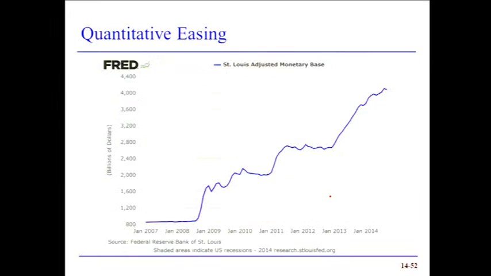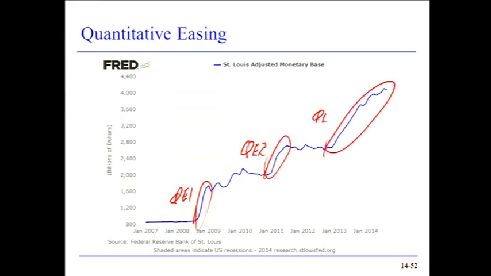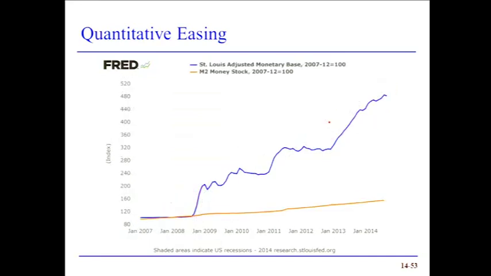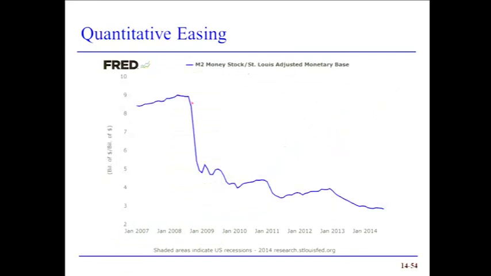So here's the monetary base, QE1, QE2, and QE3. So we're up almost 500% on the monetary base. We're up less than 60% on the money supply. Why? Because the money multiplier has gone from 9 to under 3. It's fallen by 2/3. I'll let you look at the rest of the charts and see if you can figure out what's going on.